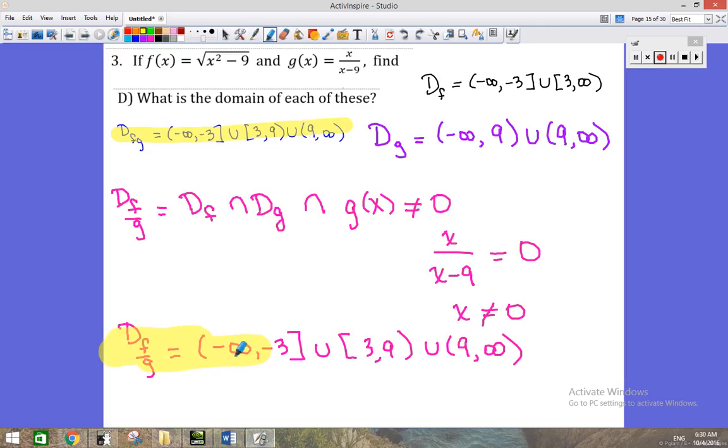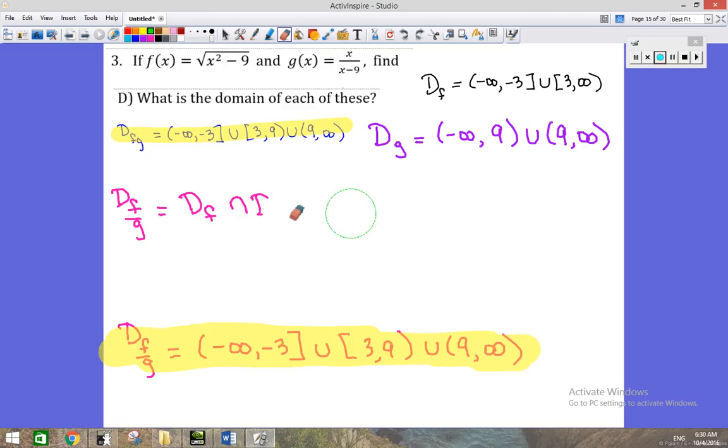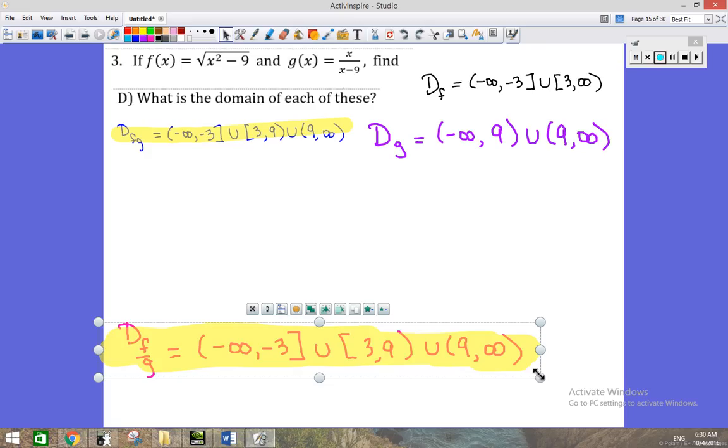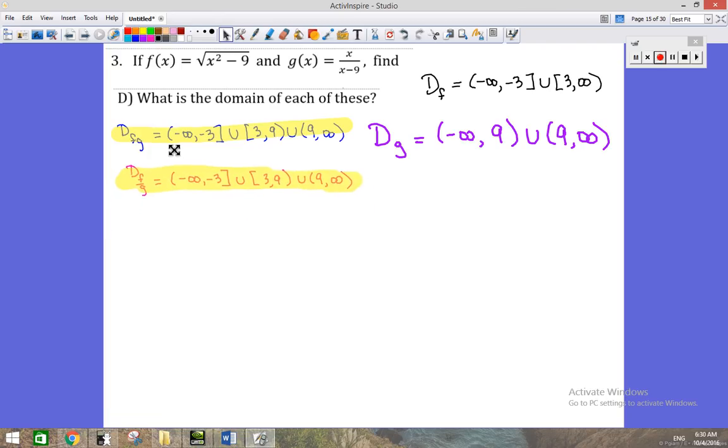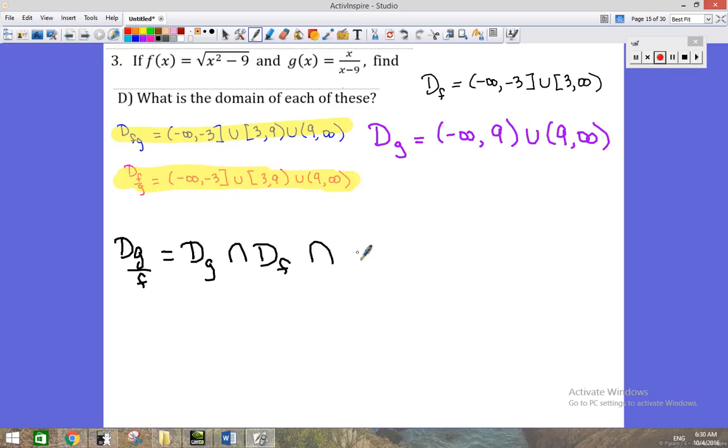So here is the domain of our answer from part B. Let's erase this previous work because we still have the domain from part C to do. Now, will it be the same answer as this? Yeah, maybe, but I don't know yet until we look at it. The domain of G over F is the domain of G intersected with the domain of F, intersected. Well, we have to make sure that f of x is not 0.